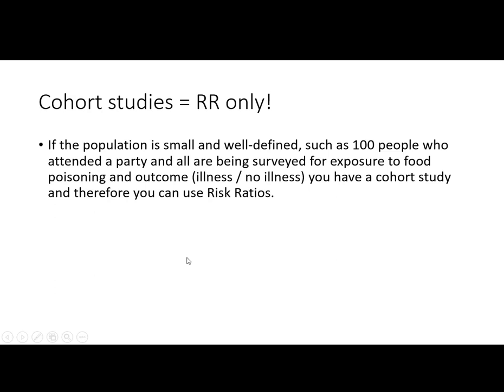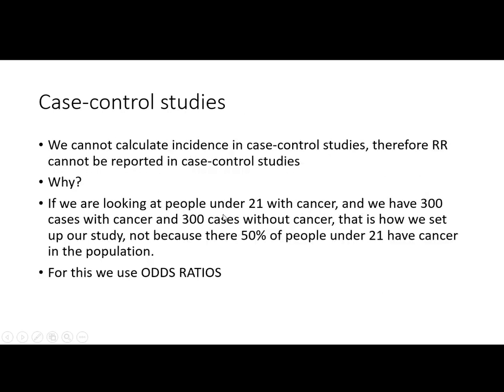Cohort studies are relative risk only. If the population is small and well defined, such as 100 people who have attended a party and all are being surveyed for exposure to food poisoning and outcome, illness, no illness, so exposure to the food poisoning and whether they got sick or whether they didn't get sick, you have a cohort study, and therefore you can use risk ratios or relative risk. In case control studies, we can't calculate the incidence, therefore relative risk cannot be reported in case control studies.